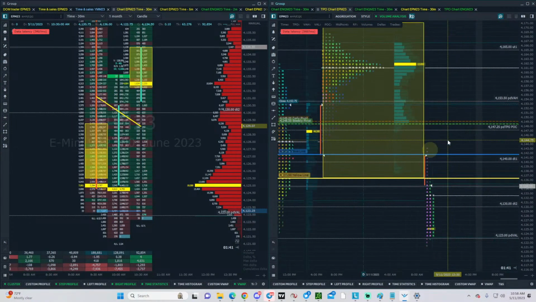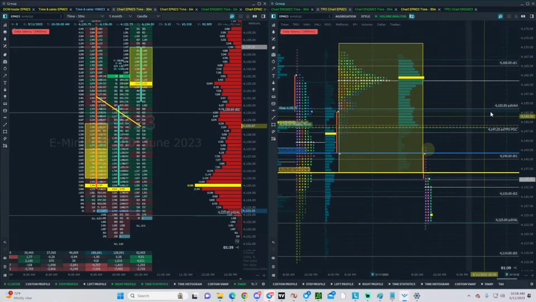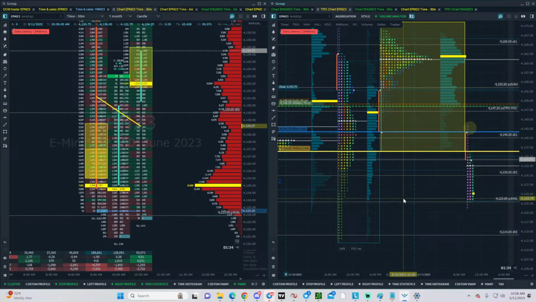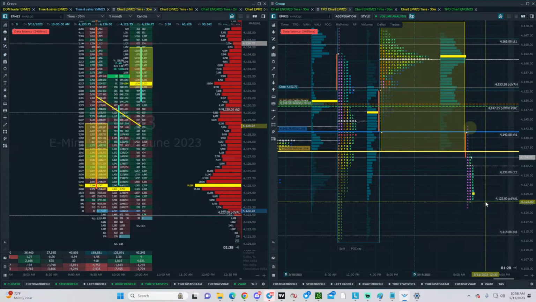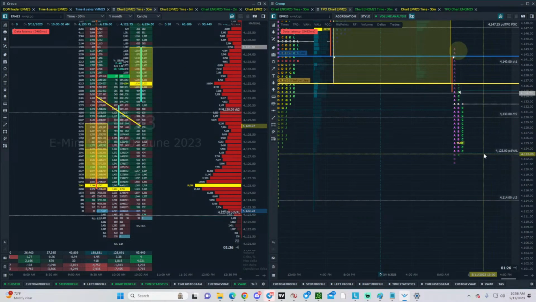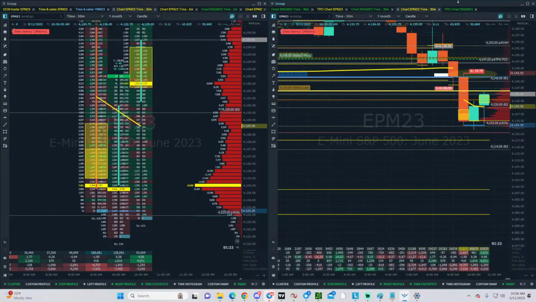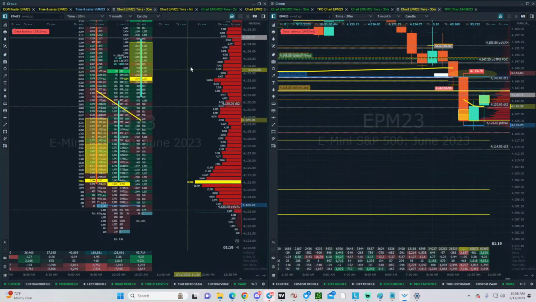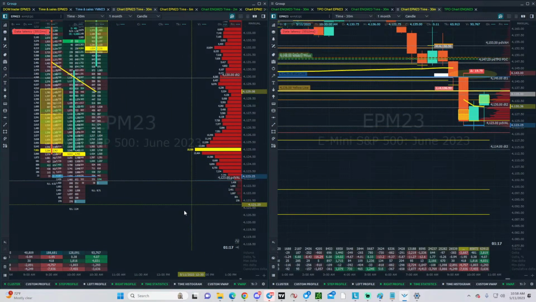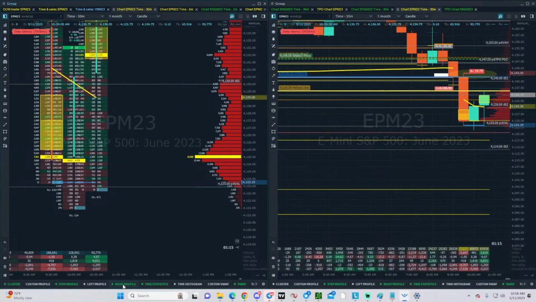Look at the TPO. Here's the volume profile right here. This is the previous day value area low, and you can see how the value area low will support right here. If you want to look at it in the footprint, you can see how that area was right here. See 41.23.